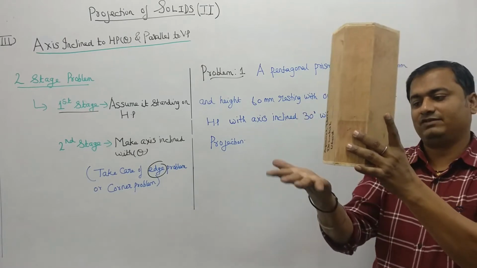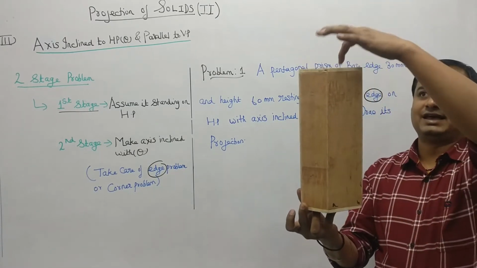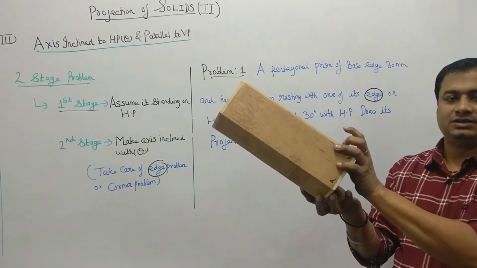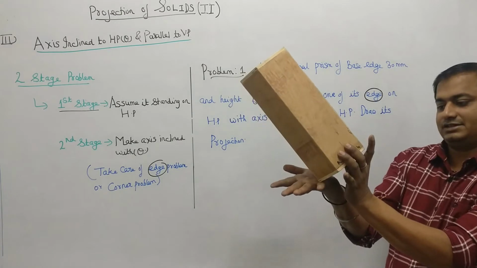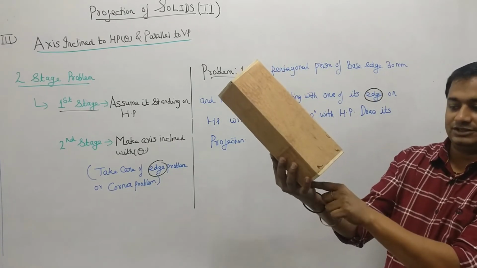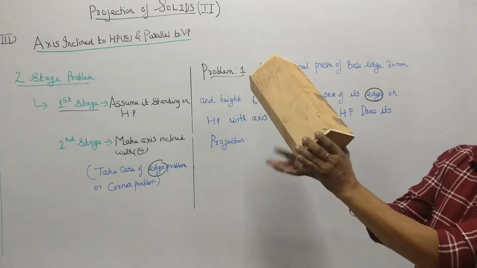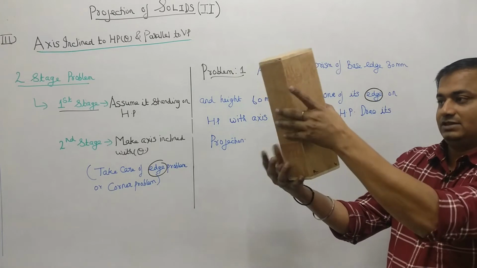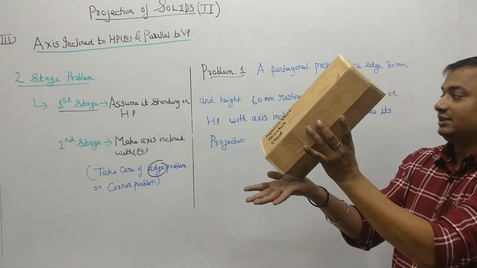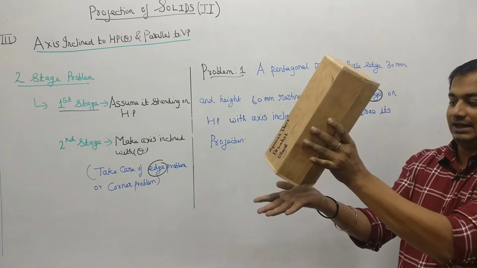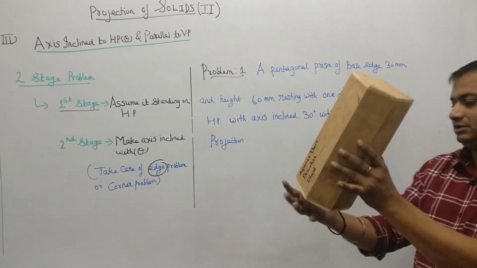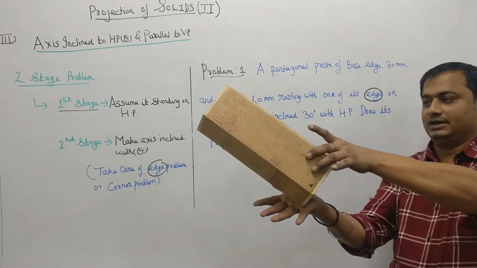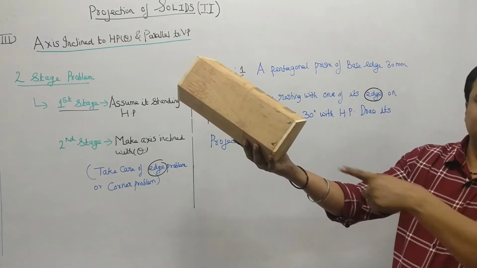So this prism is resting with the edge such that its axis is inclined 30 degrees with the HP. This edge is resting on my hand. So this is the problem of resting with the edge. This is the edge problem. If it was a corner problem, it would be like this: if this prism was resting with the corner, it would be inclined like this. But the problem is of edge, so this prism is resting with the edge like this and the axis is inclined at 30 degrees with the HP.